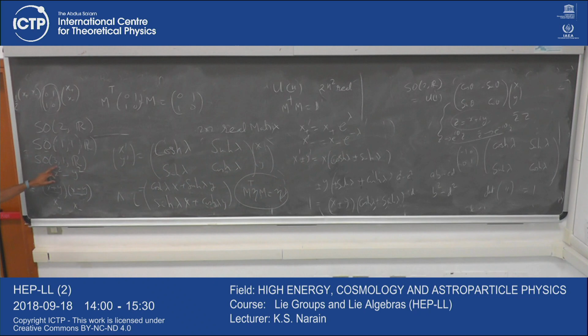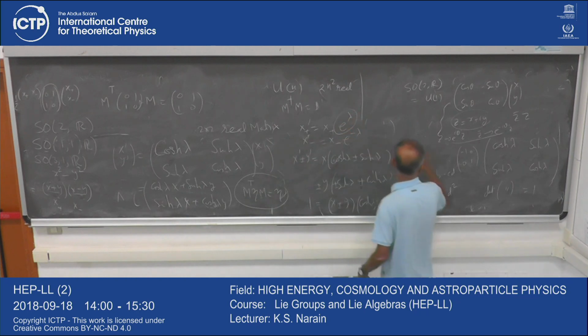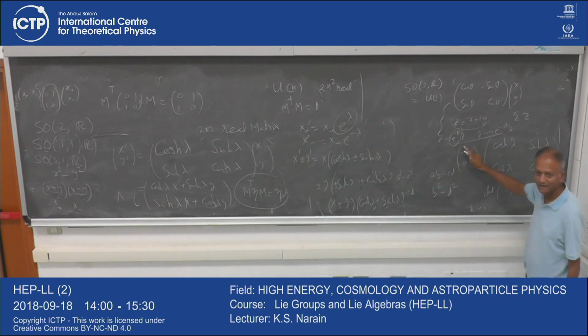Same way, SO(3,1) or SO(4,R), which will be Euclidean 4-dimensional space. Okay, they have the same dimension. But the difference you can see here: this is e to the lambda, whereas here it's e to the i theta.